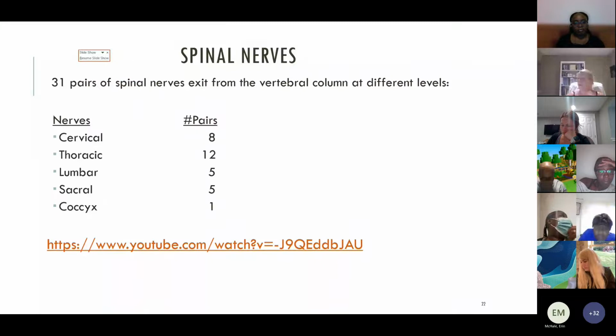So we have 31 pairs of spinal nerves that come from a column, but they're all going to be at different levels in the body. They're not all at the same place. I'm not going to quiz you guys on these, but we have 8 spinal nerves that are located in our neck. We have 12 in the thoracic area. We have 5 in the lumbar area, 5 in the sacral area, and 1 in the coccyx.